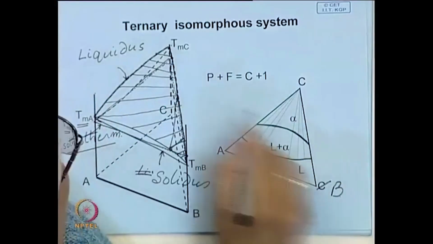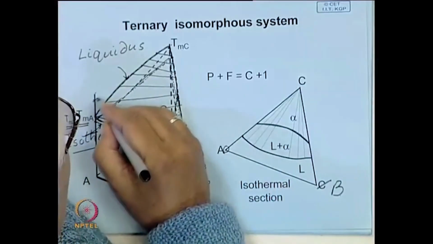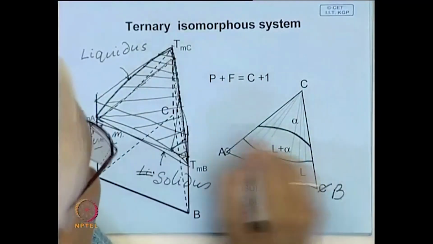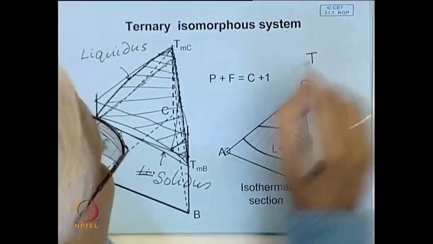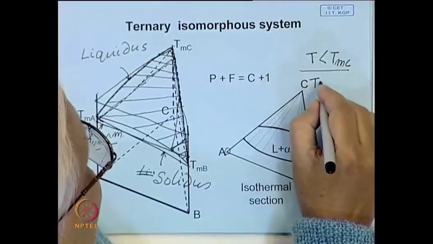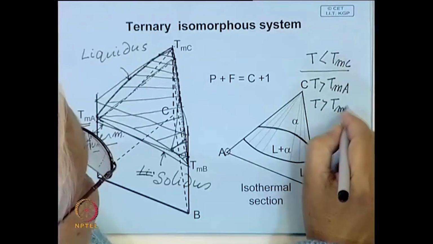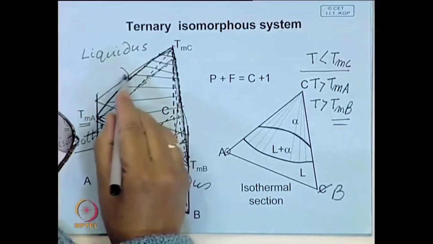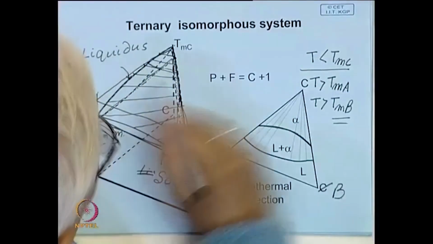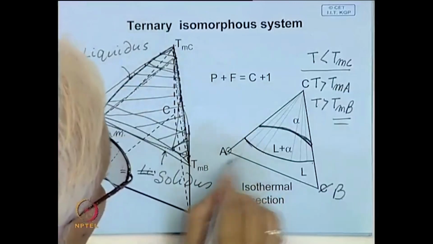This diagram actually represents a section somewhere above the melting point of A. That means this temperature is lower than the melting point of C, but greater than the melting point of A, and also greater than the melting point of B. So, here you can see that this part is the liquidus and the bottom part is the solidus, and this side will be liquid.